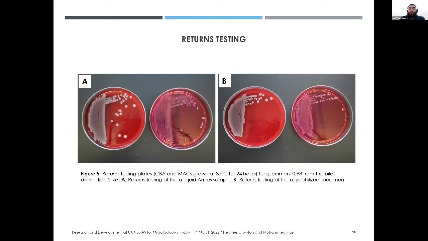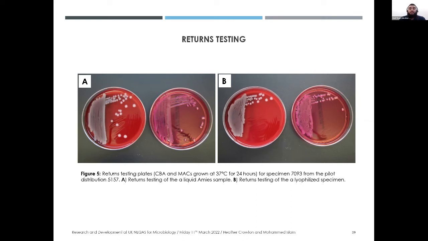Following the sending out of pilot distributions, returns testing is carried out by UK NEQAS for microbiology on all specimens that are sent out for any scheme. This is where specimens are sent to 4 labs situated in the UK to be sent back to us at NEQAS. Testing is carried out on the specimens once received, to ensure that specimens remain viable during prepping and transporting of samples to the lab. This gives us confidence in the homogeneity of samples received by each lab for a particular distribution, as well as confirming there was no degradation of specimens.